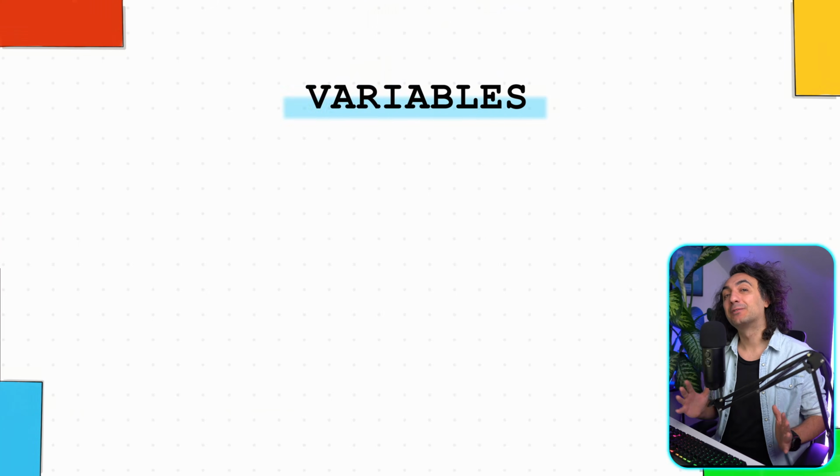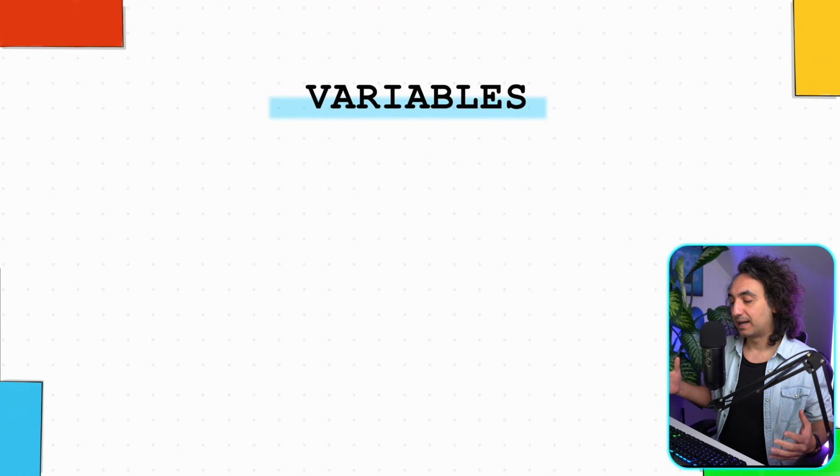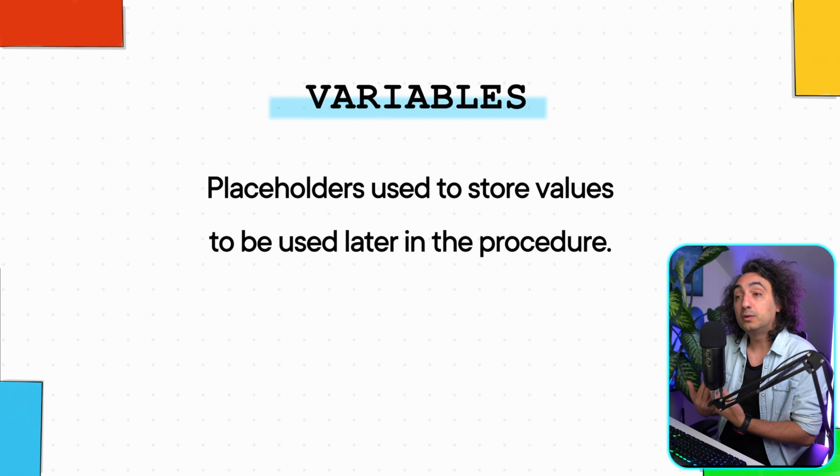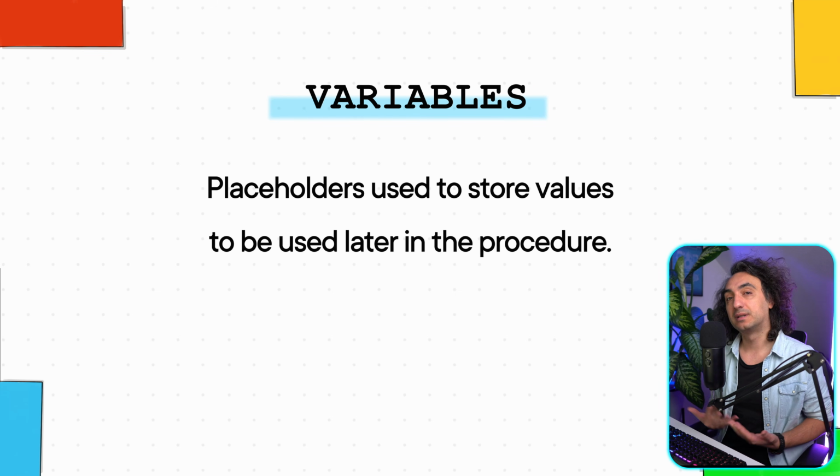Alright everyone, so now we're going to talk about the variables. So what is a variable? It is like a placeholder where you store a value inside it in order to use it later inside your stored procedure. That means a variable holds a value inside the memory, and you can reuse it everywhere you want inside your stored procedure, but it's not like the parameters.